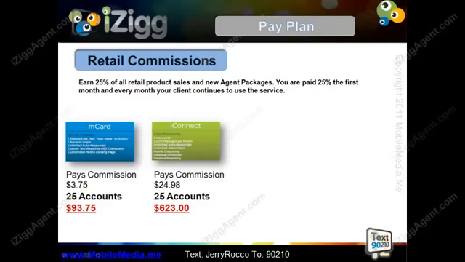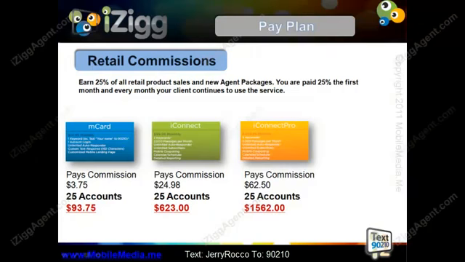Most of those, from what we know about M cards, are going to switch over to the iConnect account so they can reach out and connect with those lists. 25 of those accounts will earn you about $623 passive residual per month. Now, as they build their list, they're going to be moving into larger accounts like the Connect Pro. 25 of these, if you sell, equal about $1,562 per month in passive residual income.